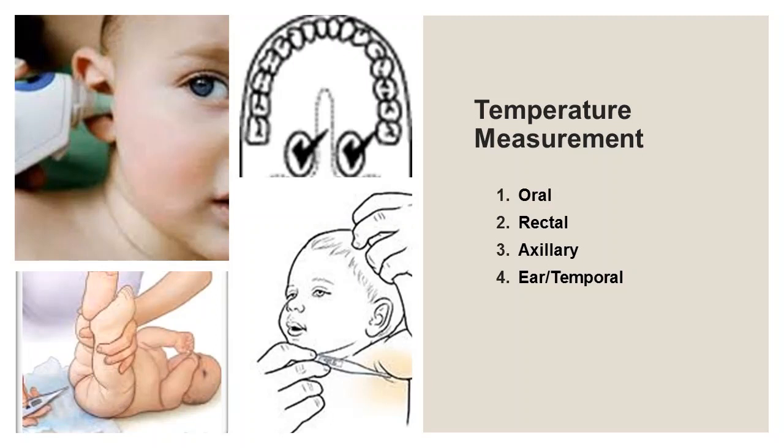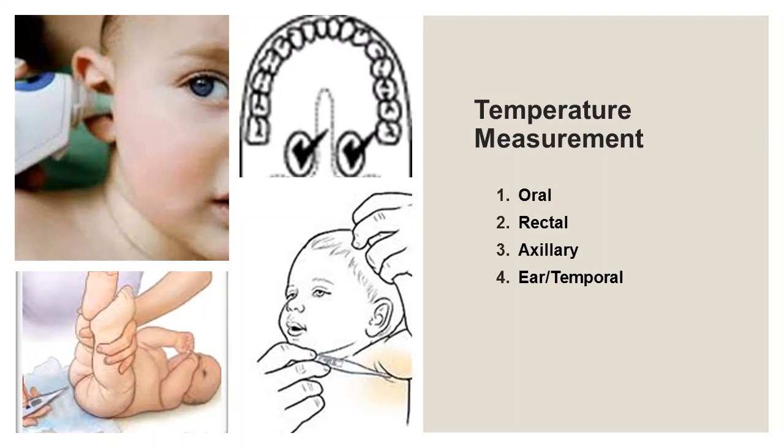Axillary measurement. In this case, the probe tip is placed in the armpit. Bring the patient's arm down close against the body to trap body heat. The probe tip should be oriented in the same direction of the body with the tip towards the patient's head.